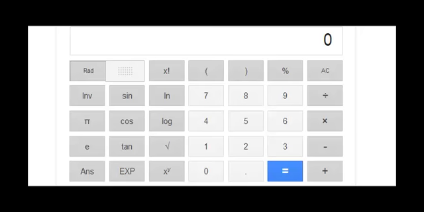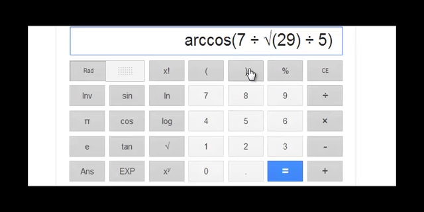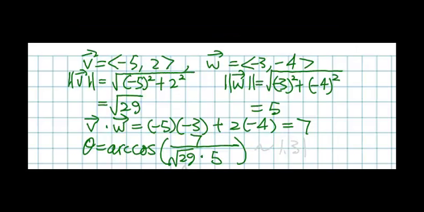The calculator is set in radian mode. Arc cosine of open parentheses 7 divided by square root of 29, close parentheses, divided by 5, close parentheses, equals... theta is roughly 1.31.